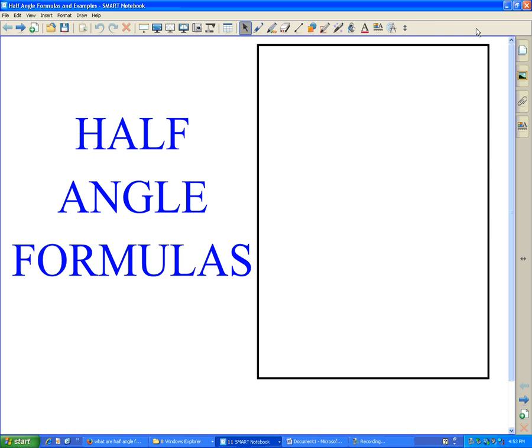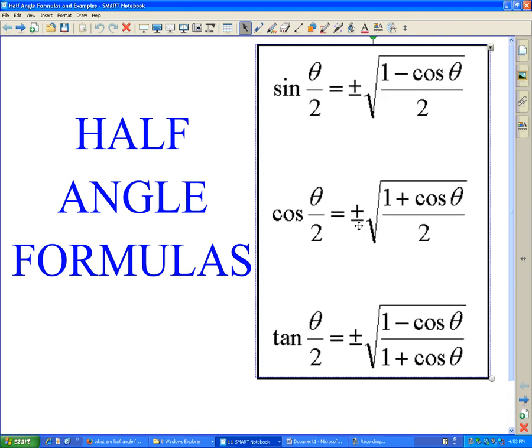Here are the half angle formulas. Basically, there's one for each of sine, cosine, and tangent. The sine half angle formula is plus or minus the square root of (1 minus cosine theta) over 2. You'll see that the cosine half angle formula is very similar, the only difference being that instead of a subtraction, we have an addition. And then because the tangent ratio is sine over cosine, right?